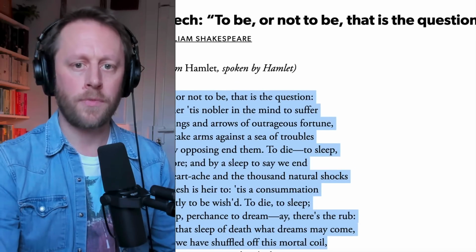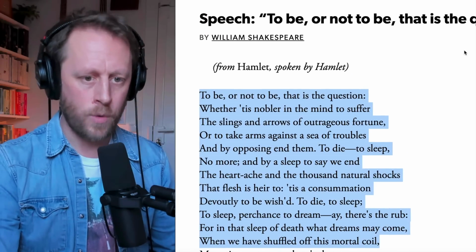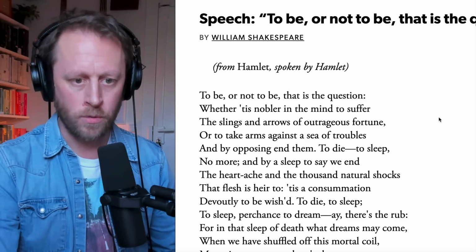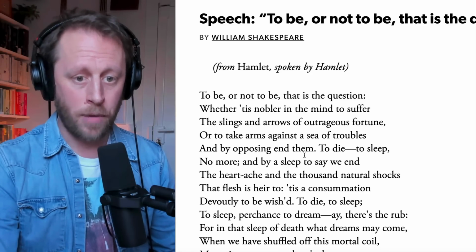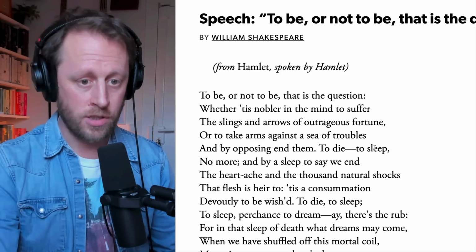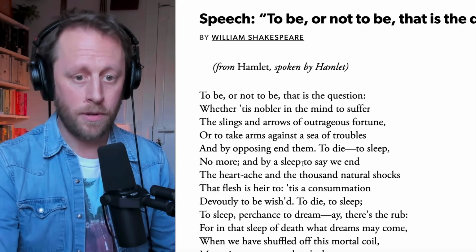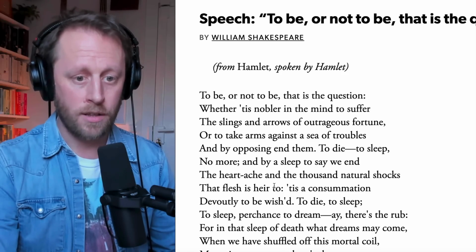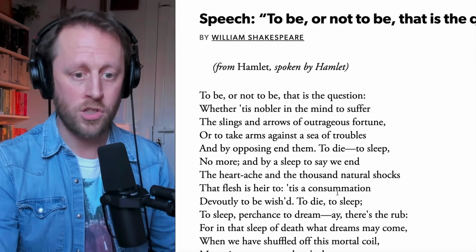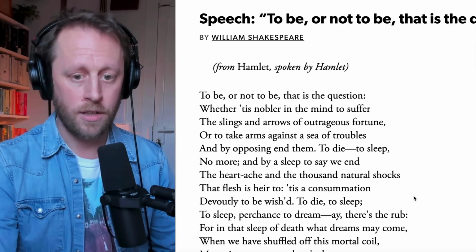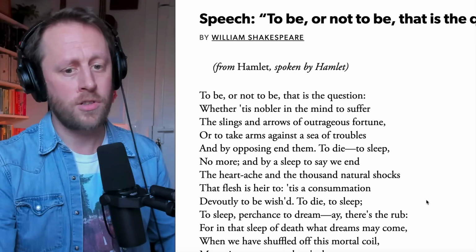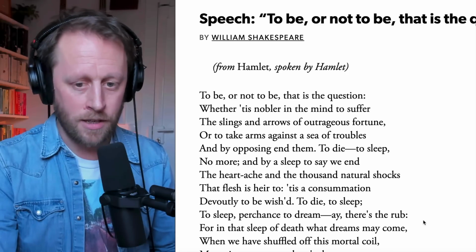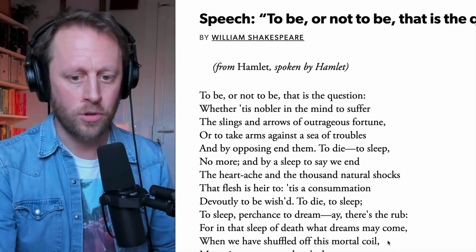The passage was this. The famous one: to be or not to be, that is the question. Whether it is nobler in the mind to suffer the slings and arrows of outrageous fortune, or take arms against the sea of troubles, and by opposing end them, to die, to sleep, no more, and by a sleep to say we end the heartache and the thousand natural shocks that flesh is heir to. 'Tis a consummation devoutly to be wished, to die, to sleep, perchance to dream. Aye, there's the rub, for in that sleep of death, what dreams may come, when we have shuffled off this mortal coil.